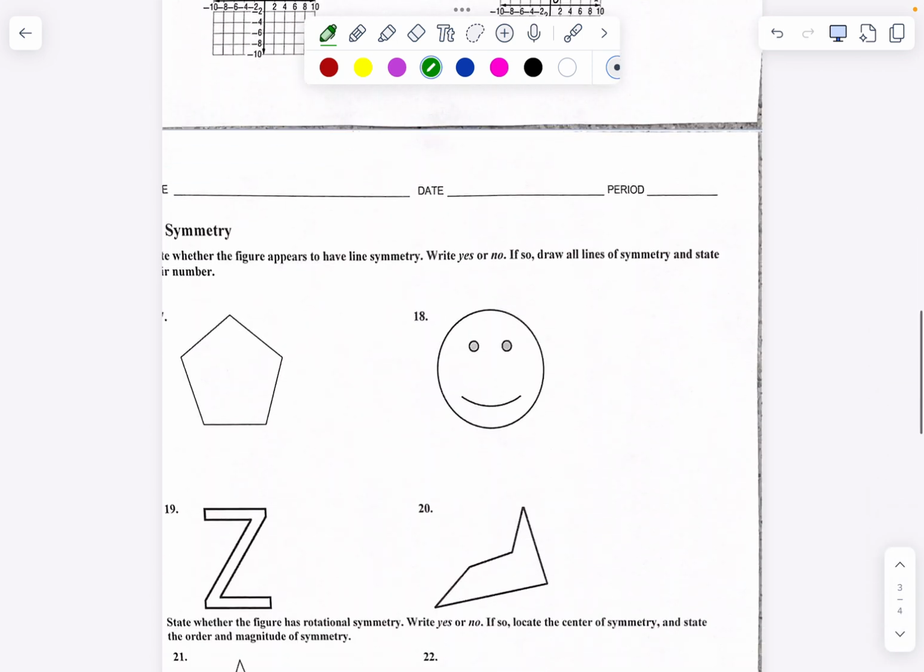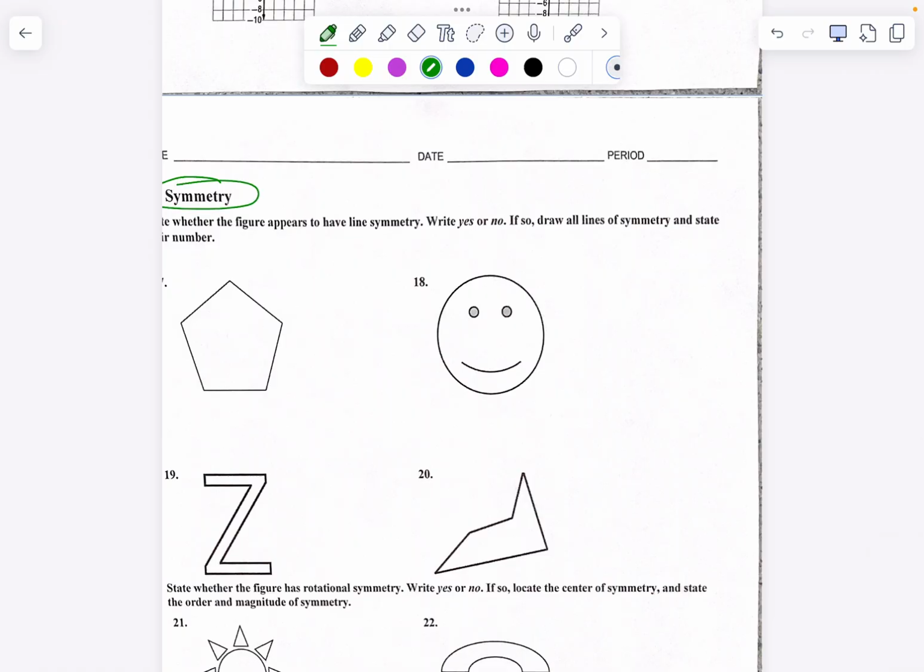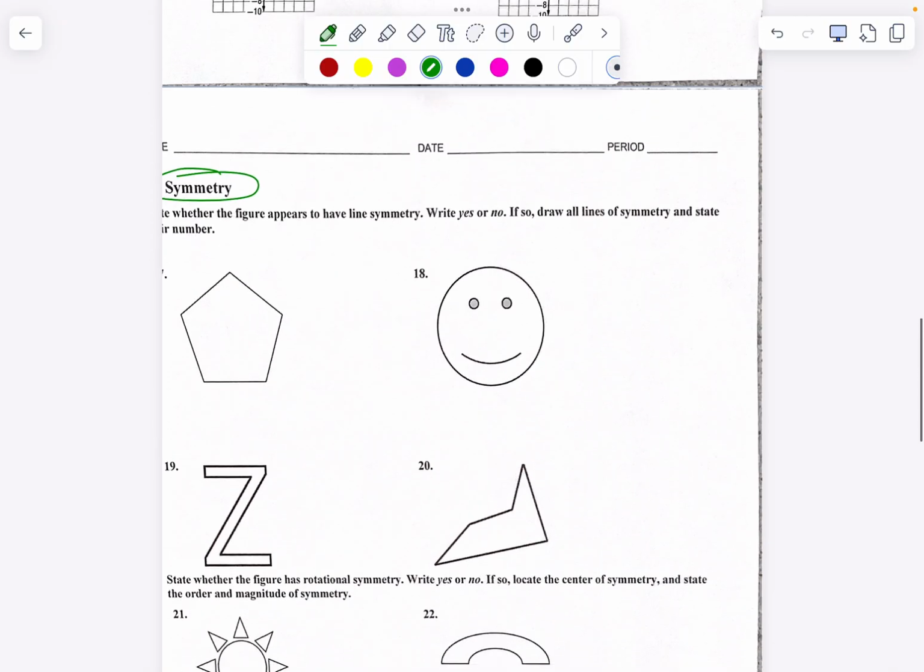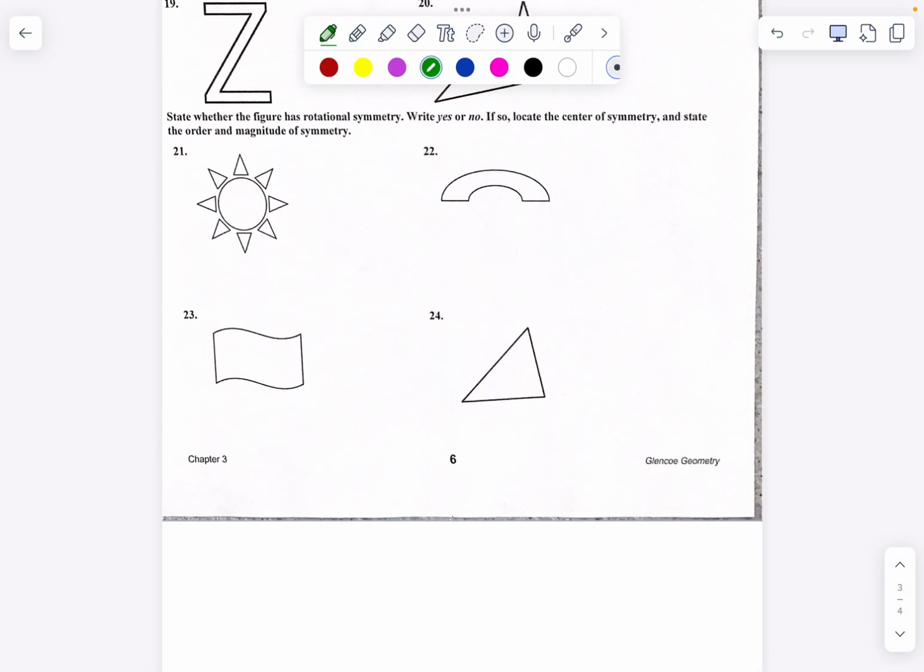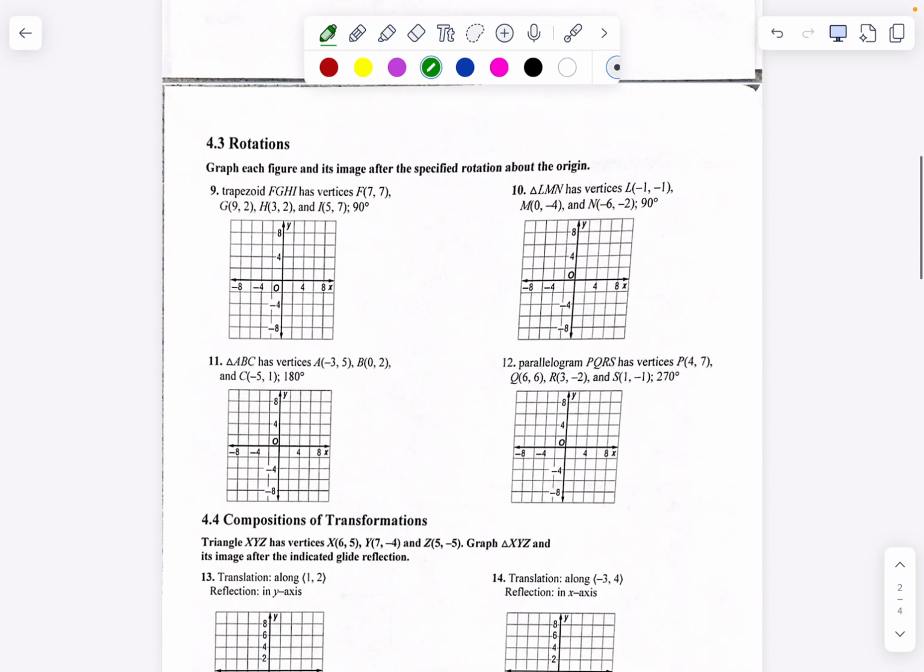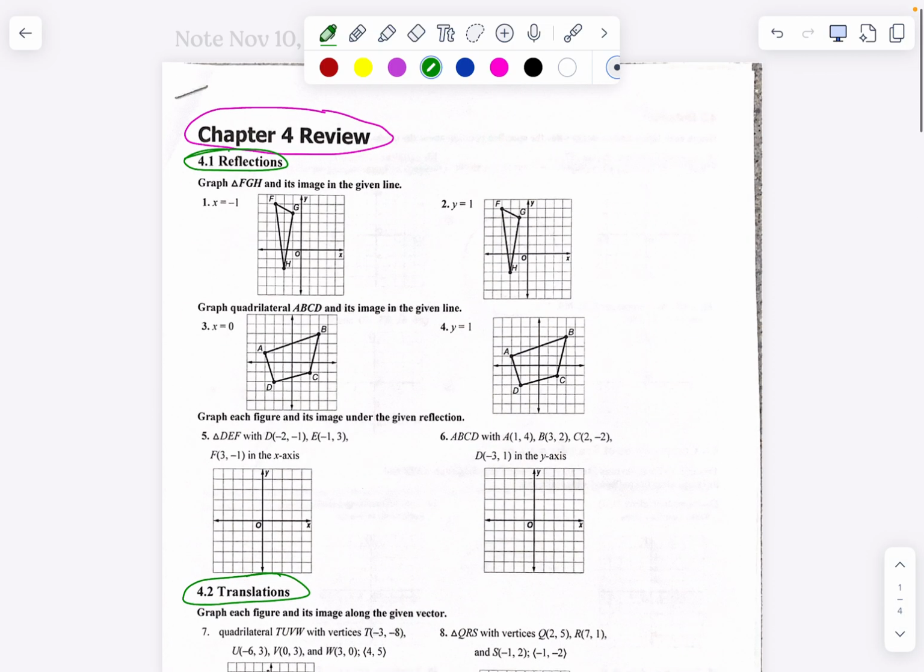The only thing that we have not done was symmetry. And my symmetry got cut off. But symmetry is not terribly hard to talk about and explain, so we're going to do that. But I just don't want to take time away to do a whole chapter of this because we've done it before. And it's not that hard, okay?